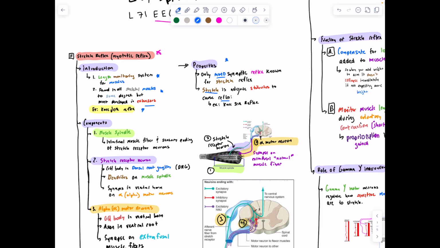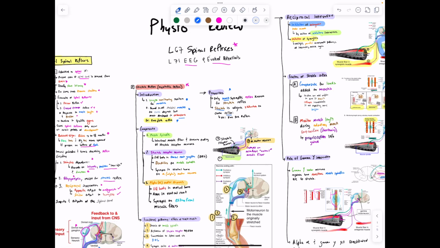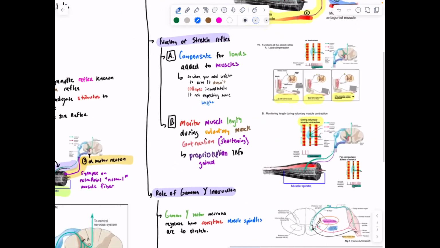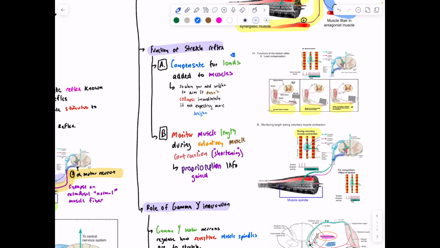The properties of this reflex are it's the only monosynaptic reflex, and basically you just need stretch to cause contraction of a muscle. Before we move on to what the components are, the function of the stretch reflex is to compensate for loads added to muscle. So if you are carrying something and you add extra load, aka extra weight, then these muscles are going to stretch. And so you're going to want a compensatory contraction of that muscle to deal with the extra load. Otherwise, your hand, when you add this load, is just going to flop downwards, right? Because it wasn't expecting the extra weight.